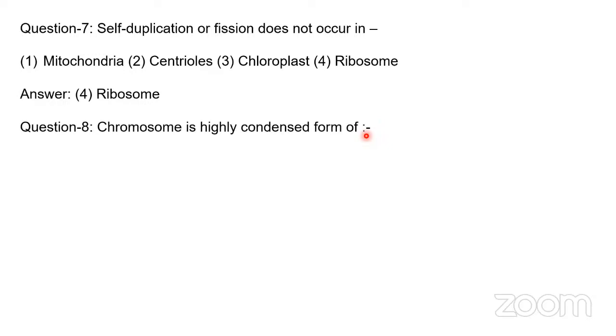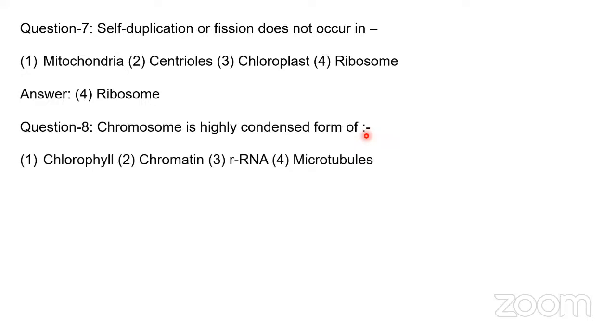Question number 8. Chromosome is highly condensed form of. So we know that first we go through the options. Option number 1 is chlorophyll. Option number 2 is chromatin. Option number 3 is rRNA. And option number 4 is microtubules.